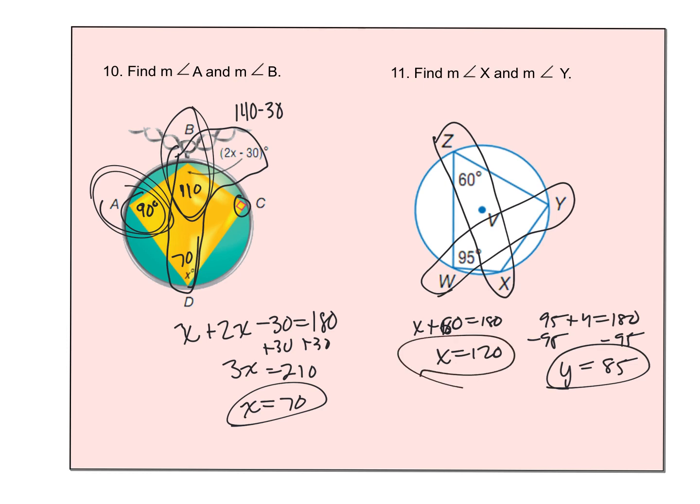Okay? You're still playing around with this idea that any 4-sided figure has to add up to 360 degrees. And you're just kind of saying, hey, what happens if I put that inside a circle? That's all you're doing.